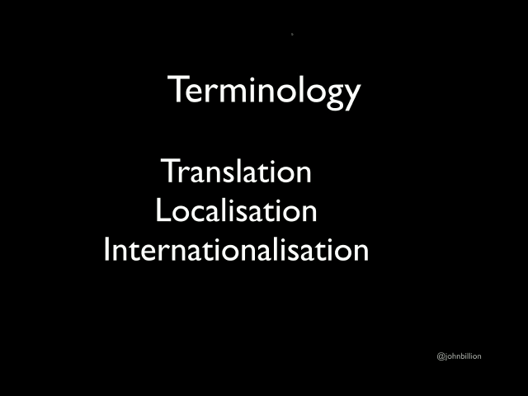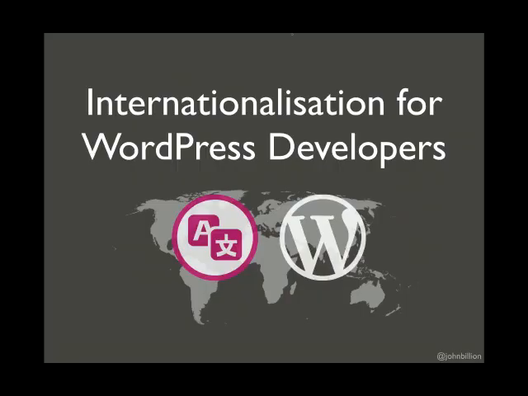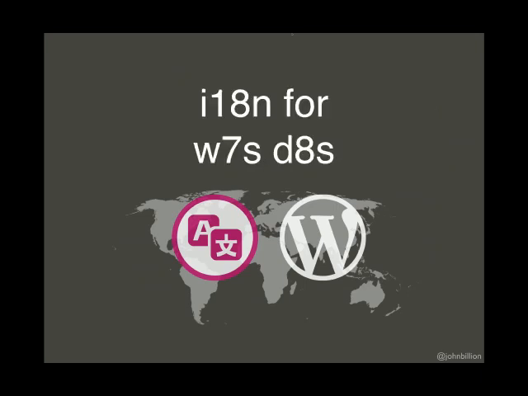Now the translation community really likes its abbreviations, so you'll see these phrases as T9N, L10N and I18N, and they just represent the first and the last letter and the number of letters between those. So internationalization has 18 letters between the first I and the last N. So my talk here, internationalization for WordPress developers, could also be called I18N for W7SD8S.